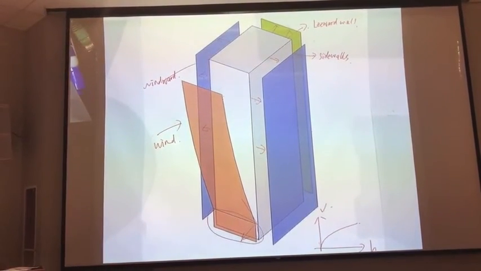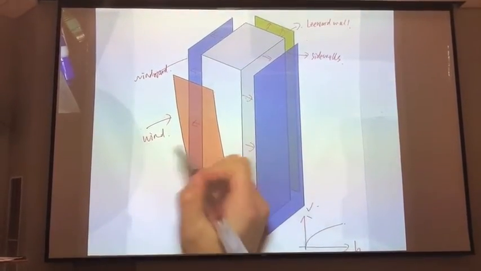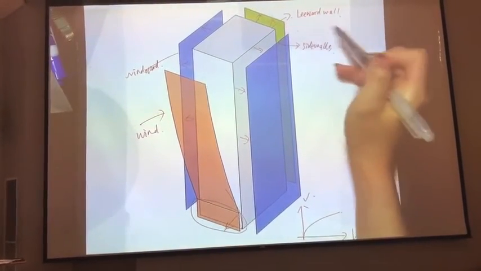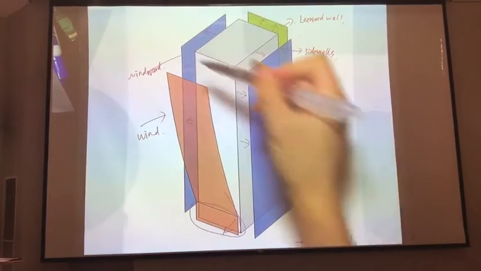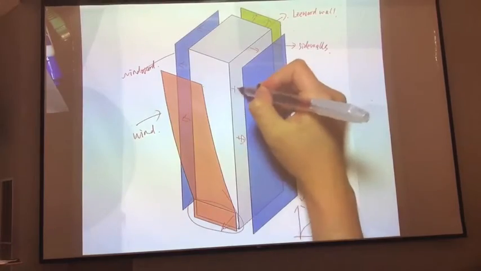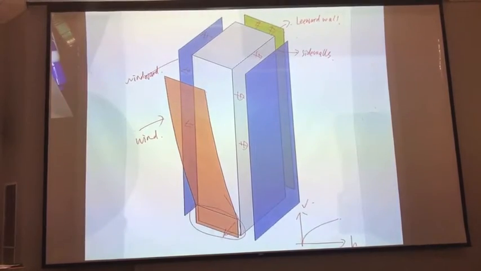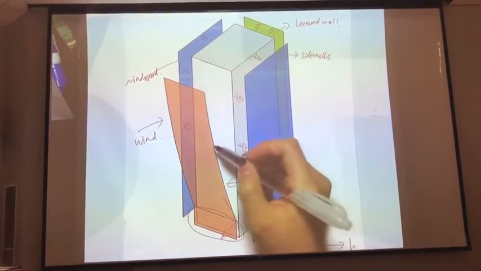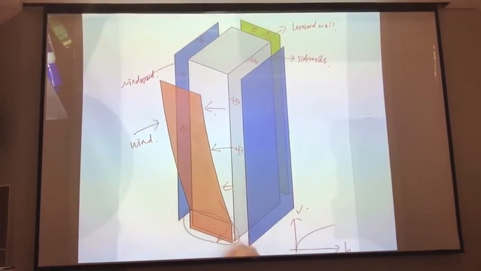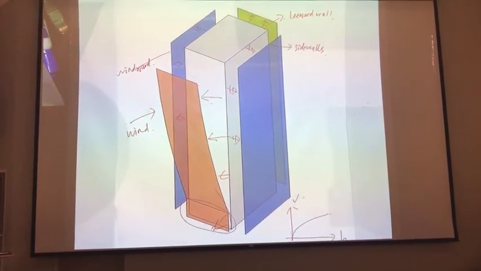Under the wind load system, the walls of the building could be divided into three types. The wall facing the wind is called the windward wall. The opposite one is called the leeward wall, and the other two are called side walls. The pressure stays constant in both the side walls and the leeward wall, and the pressure varies with the height in the windward wall.